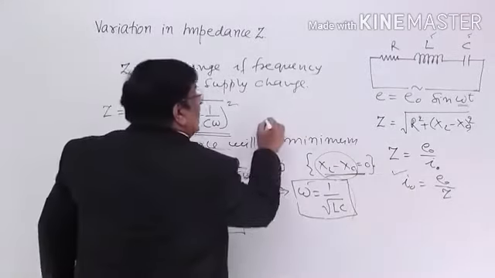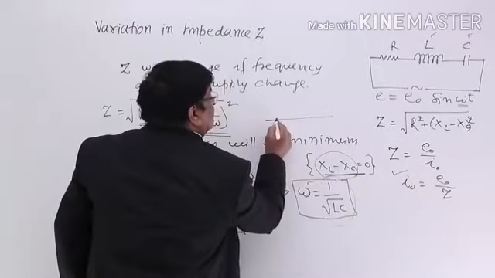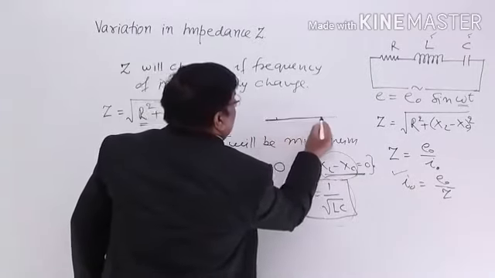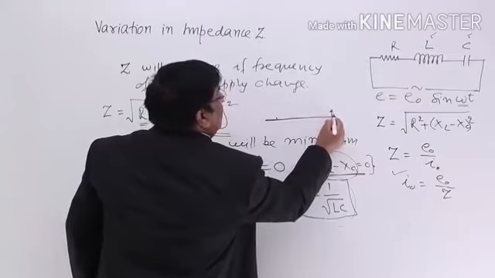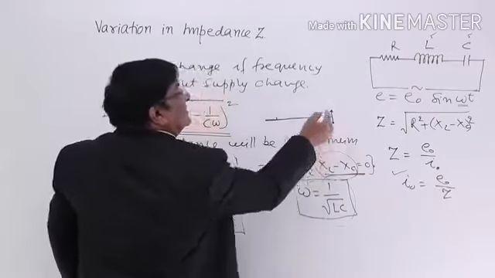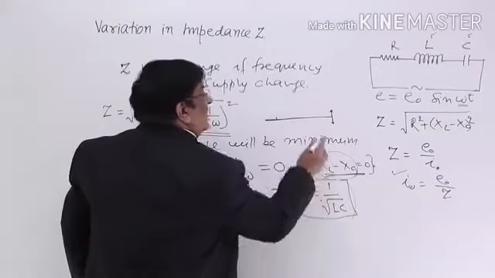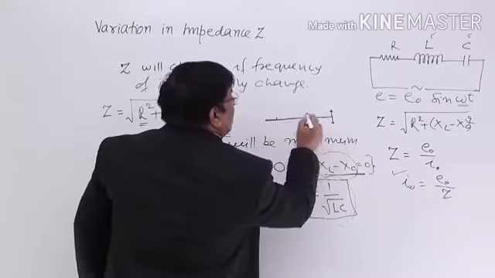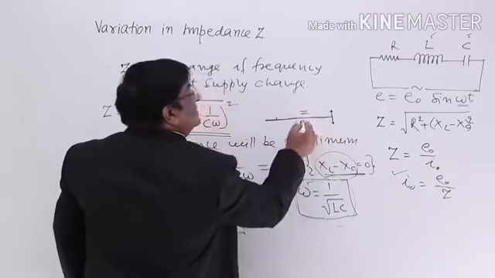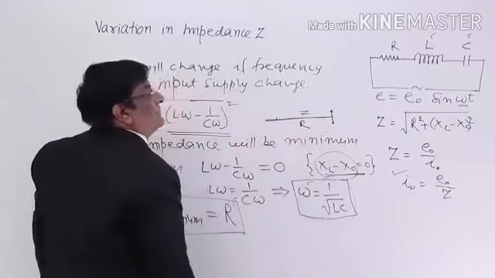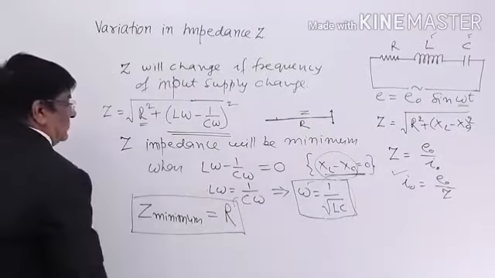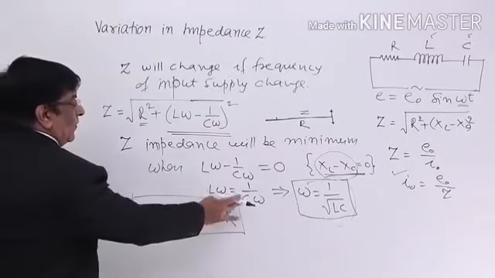In that case, in the impedance triangle, this phi will be 0, and here is VL, here is VC, both are equal. Here is XL, here is XC, both are equal. So this is Z and this is R. So Z is equal to R in that case. This is the minimum value of Z.